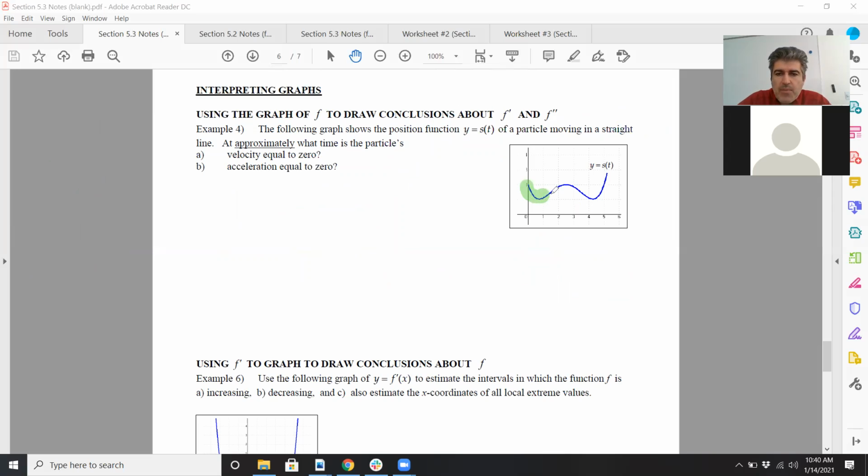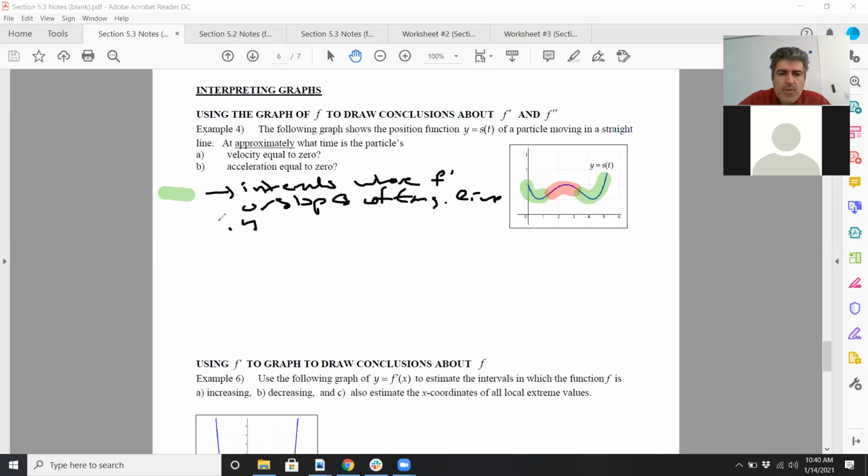Then my derivatives, or f prime, start decreasing in value until I get over here. And then they start increasing in value again. So the green represents intervals where f prime, or slopes of tangent lines, increase in value. The red is vice versa.